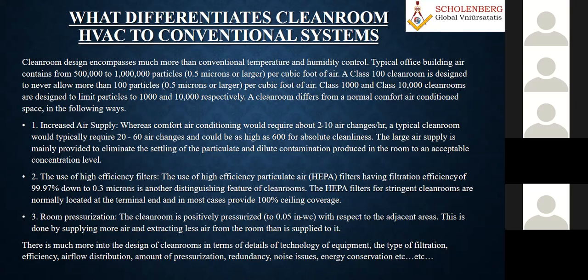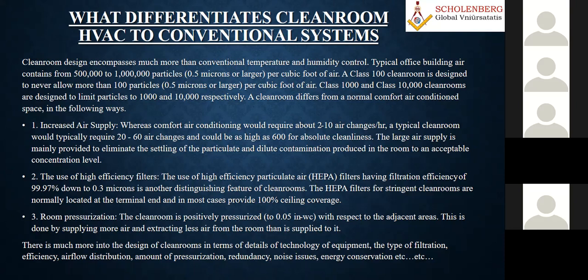So as I told you, clean room design is more than conventional temperature and humidity control. So how is it different from the normal conventional HVAC system? Definitely we have to supply more air changes per hour, because if you see normal comfort air conditioning, we take maybe 1.5, 2 or 3, a maximum of 4 or 5. But here the air changes per hour are very, very high. That means you have to have so much air.